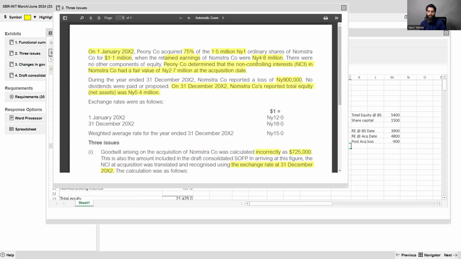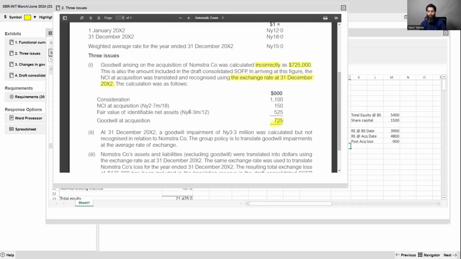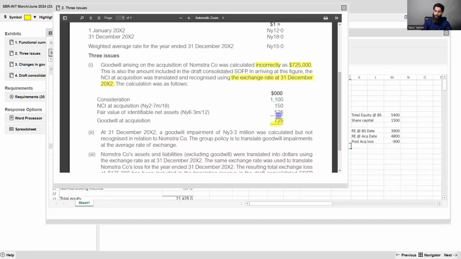You see, we determined that the share capital was 1.5 million NI, and then the retained earning at the acquisition date was 4.8 million. So 4.8 million plus 1.5 million is 6.3 million. So simply putting share capital plus the pre-acquisition retained earning, that is 6.3 million. Make sense? Right? So they translated the 6.3 million based on the 12 NI exchange rate, which is correct, which is the acquisition date exchange rate. They calculated fair value of identifiable net assets correctly, and then they had a wrong goodwill due to wrong NCI.